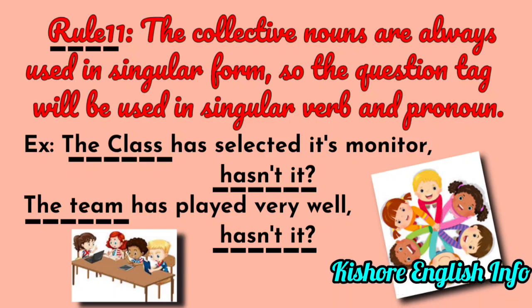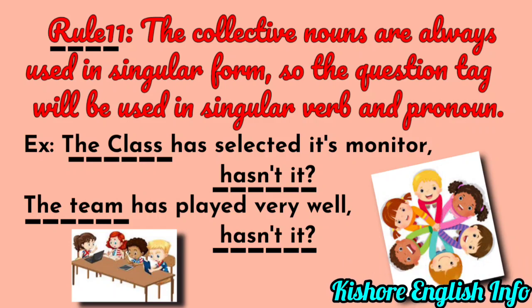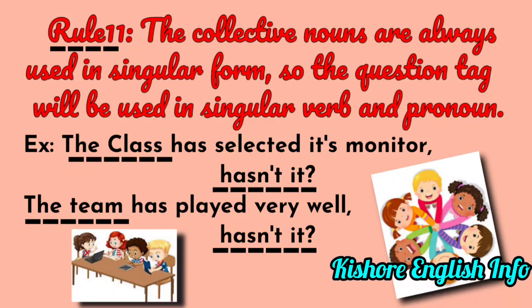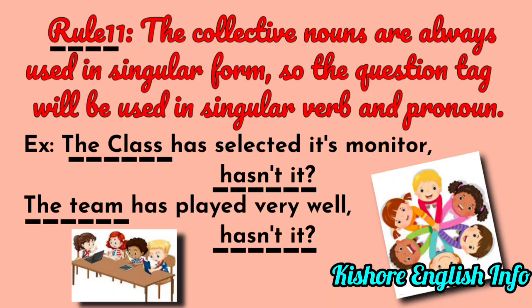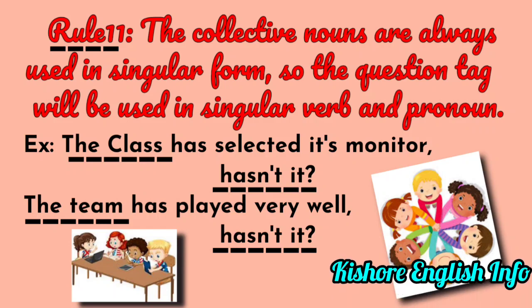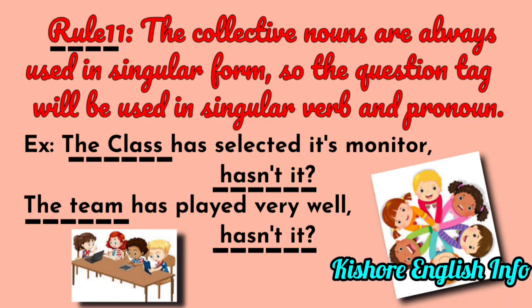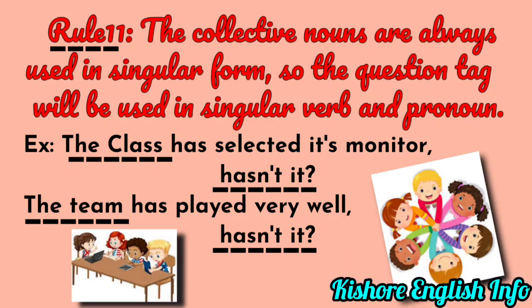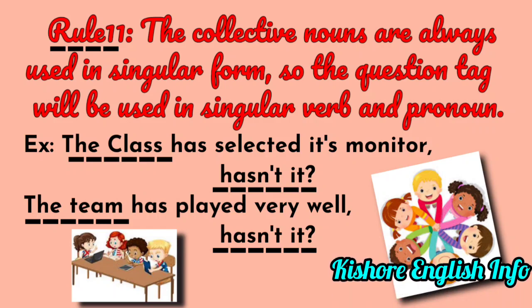Collective nouns are always used in singular form. So in the question tag also we use a singular verb and a singular pronoun. The class has selected its monitor. Class is a collective noun, so has in negative form: hasn't it? The team has played very well, hasn't it? For collective nouns, we use "it" in the question tag.